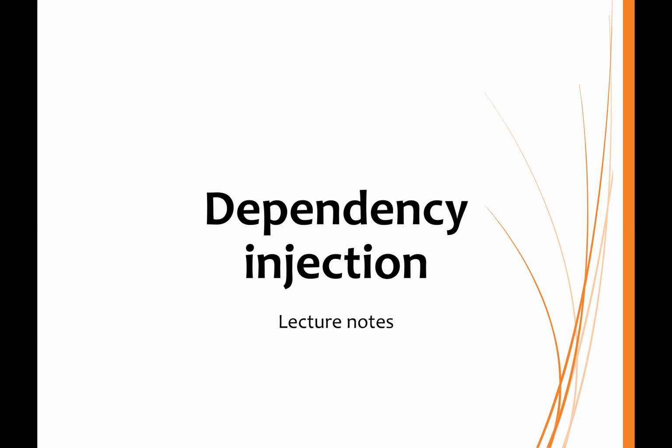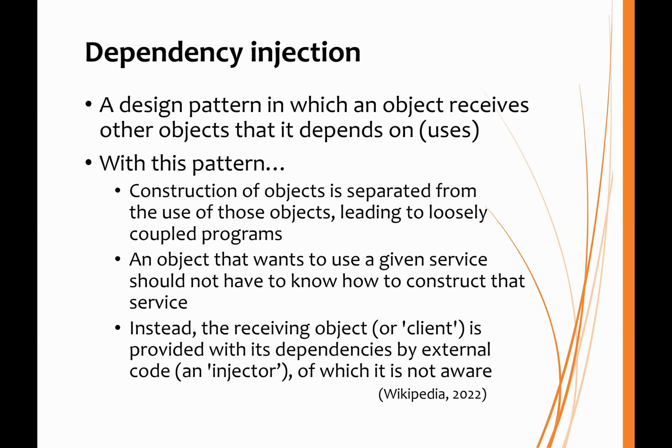In this video, we're going to look at dependency injection. This is a design pattern in which an object receives other objects that it depends on. With the use of this design pattern, we are able to separate the construction of objects from the use of those objects. And that means that classes within a program can be more loosely coupled, which is a desirable thing.